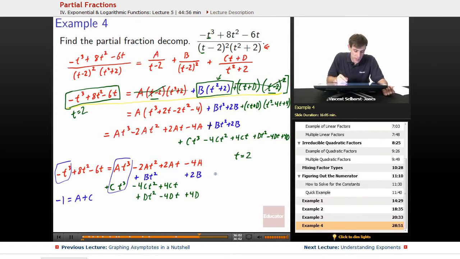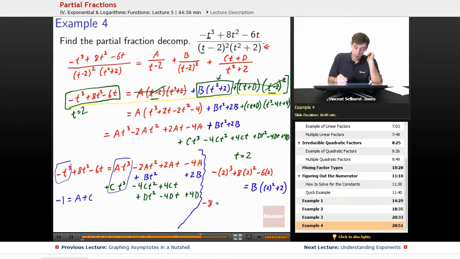So we plug this in, and on our left side, we're going to have negative 2 cubed plus 8 times 2 squared minus 6 times 2 equals, I'm going to draw in a line just so we don't get confused, b times 2 squared plus 2. Okay, so negative 2 cubed is negative 8, plus 8 times 2 squared is 4, so 32, minus 6 times 2 is 12, minus 12 equals b times 4 plus 2, or 6. Simplify the left side: negative 8 minus 12 is negative 20, 32 minus 20 gets us 12 equals 6b. We divide both sides by 6, and we get 2 equals b.